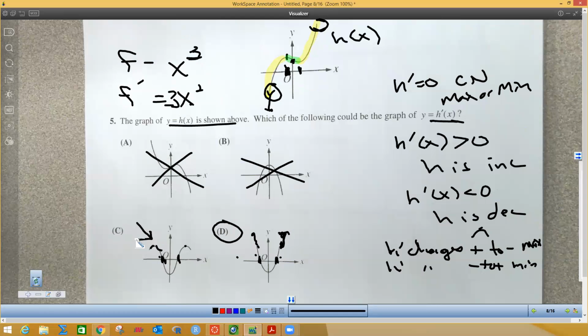This function right here would be a cosine sine curve because it looks like it's going to keep going up and down forever. Okay? So this should be D. Does anybody else? I'm going to pause this video.